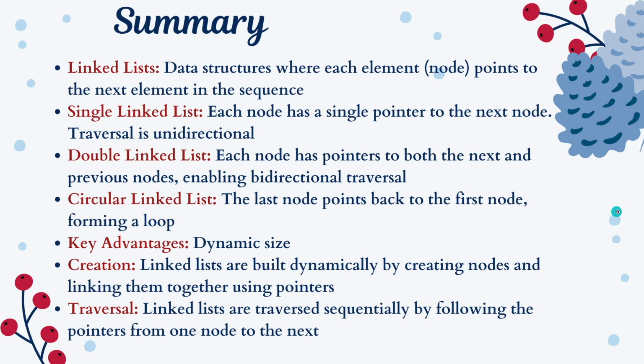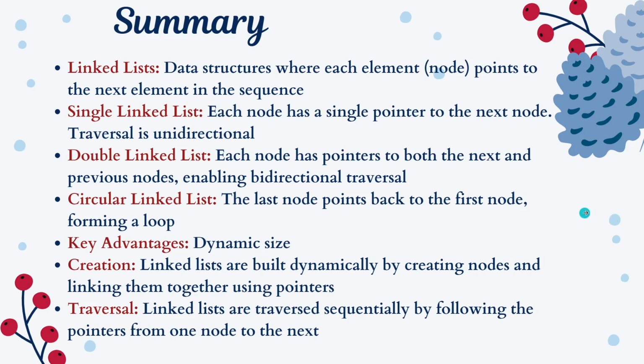In a single linked list, every node will have only one pointer, and that pointer will be pointing to the next node in that sequence. And in the case of a single linked list, there will be one pointer named header which points to the first node in that list. And in a single linked list, we can travel in only one direction, that is from first to last.